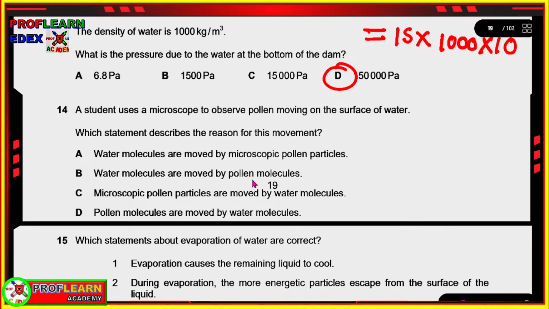Water molecules are moved by pollen molecules. No. Microscopic pollen particles are moved by water. Pollen molecules are moved by water molecules. So in that case, the correct answer for number 14 is microscopic particles moved by water molecules, because as the water is moving randomly, it collides with the microscopic pollen particles.